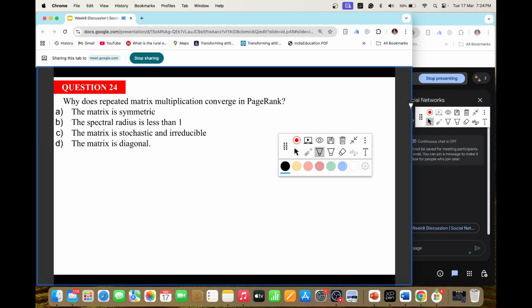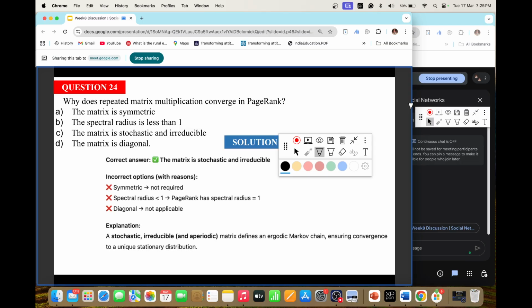Why does repeated matrix multiplication converge in PageRank? The matrix is symmetric, the spectral radius is less than 1, the matrix is stochastic and irreducible, or the matrix is diagonal. So option C is the correct answer. The matrix is stochastic and irreducible. A stochastic, irreducible and aperiodic matrix defines a Markov chain, ensuring convergence to a unique stationary distribution. So option C is the correct answer.